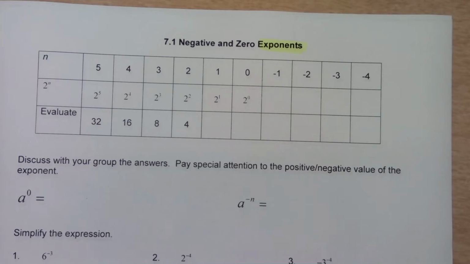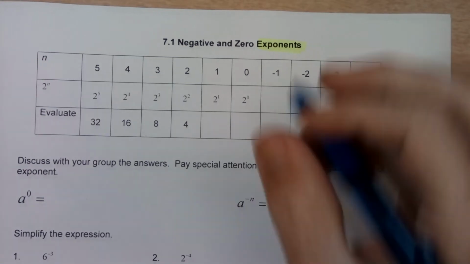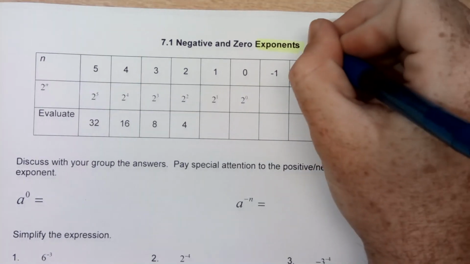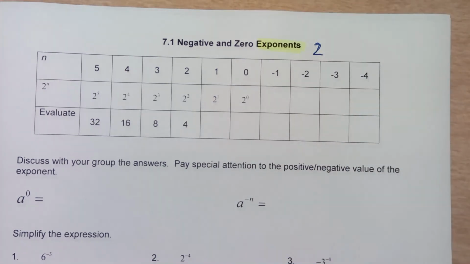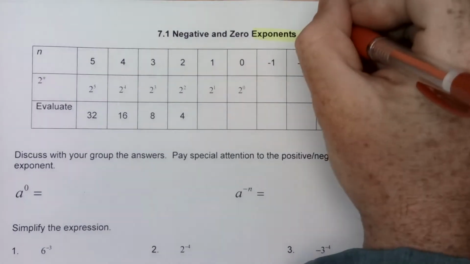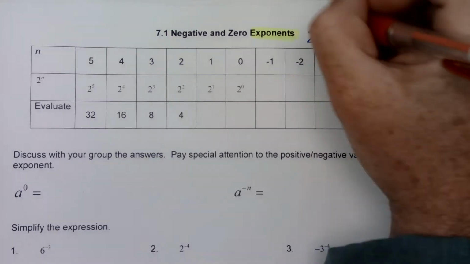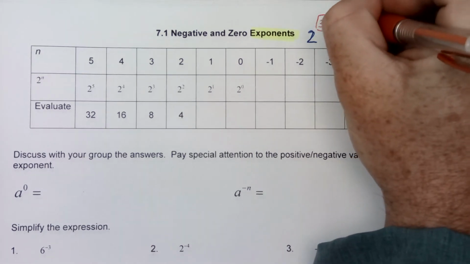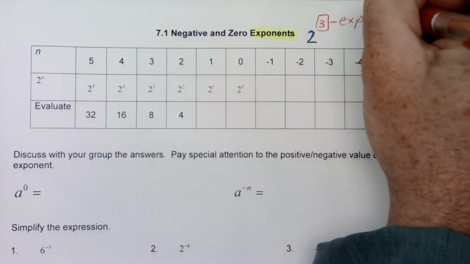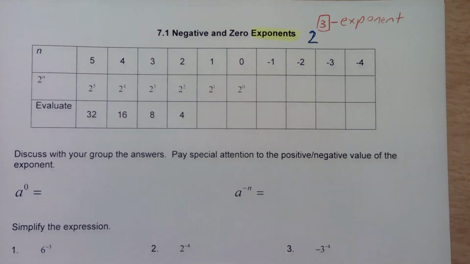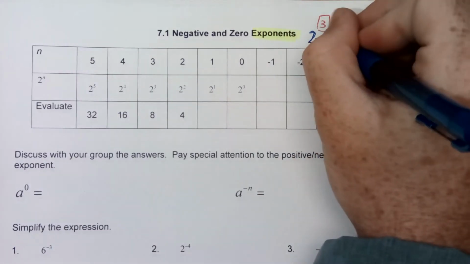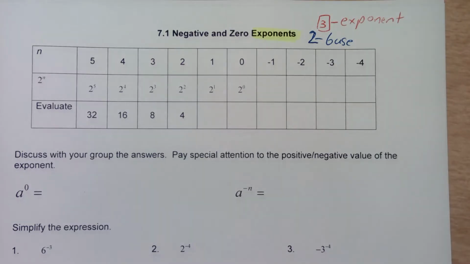So when I have a number, say my number is 2, this is called my base. And then I raise that to a power. So if I raise that to the third power, this is my exponent. And this is my base. Okay, I will use both of those terms, exponent and base.